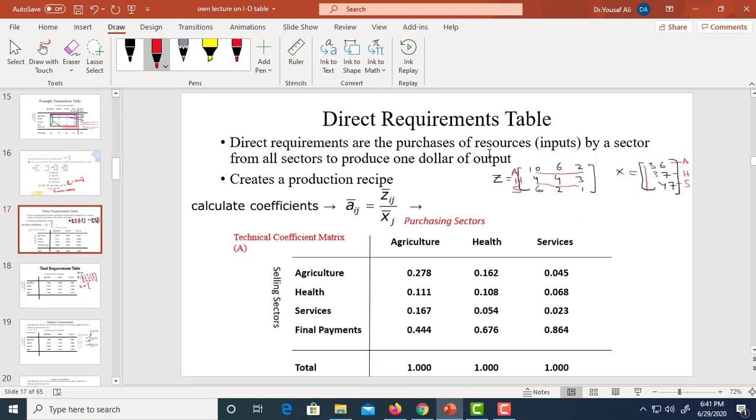We have already calculated the A matrix. How will we calculate this? You can use specific software. I'm going to show you how to calculate it. You can use different calculators, but the easiest way is to use R, MATLAB or some other specific software.